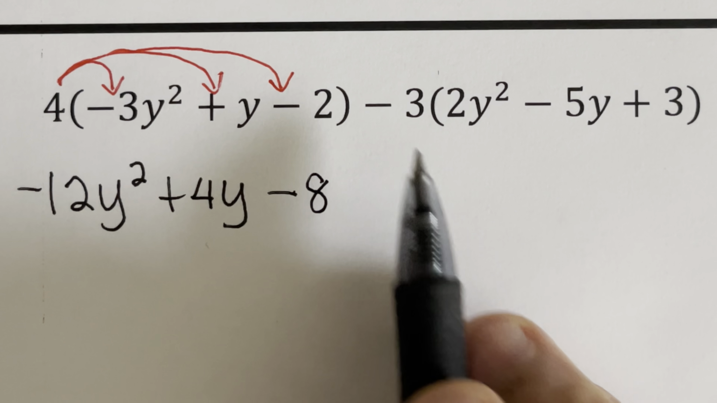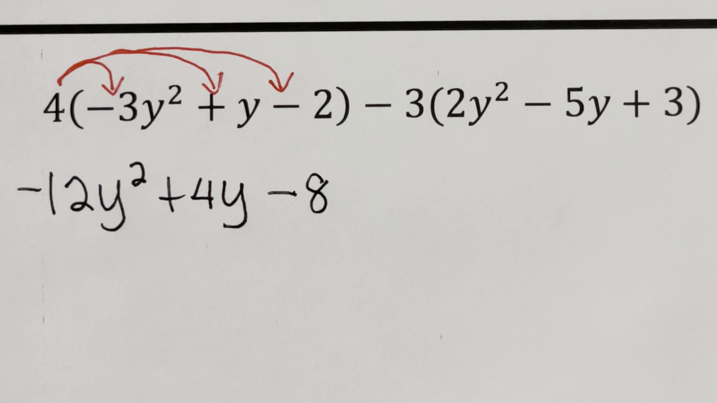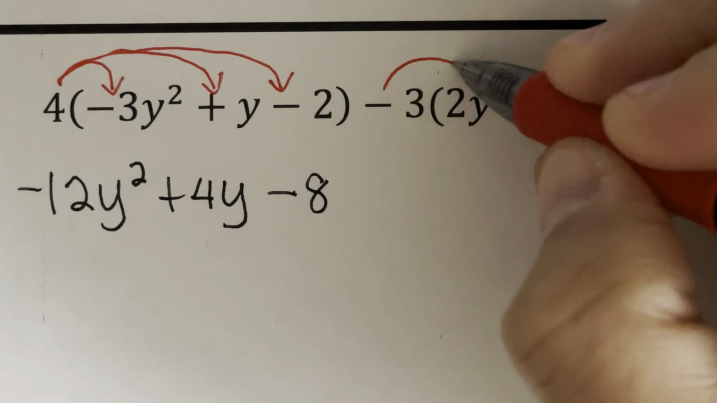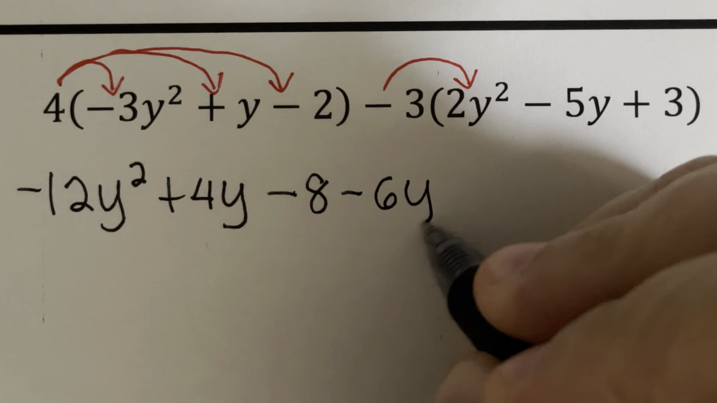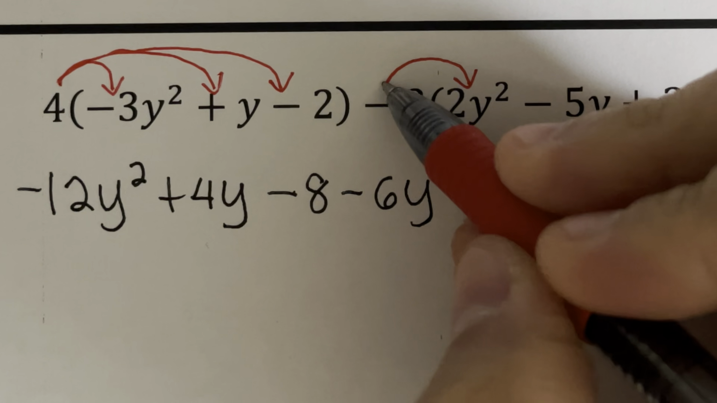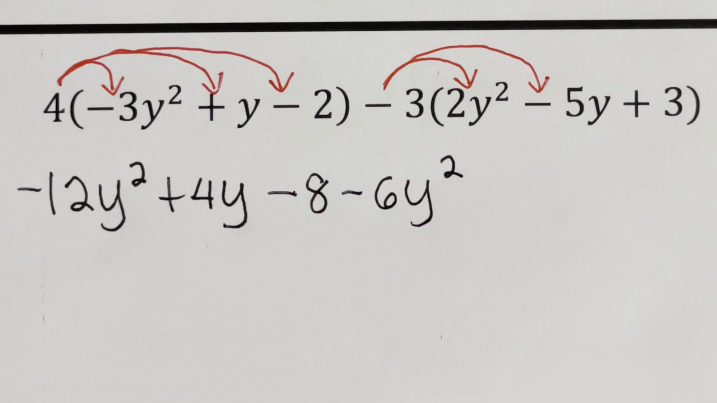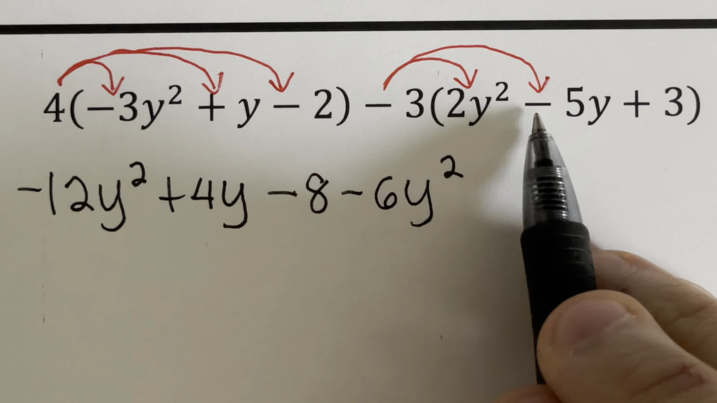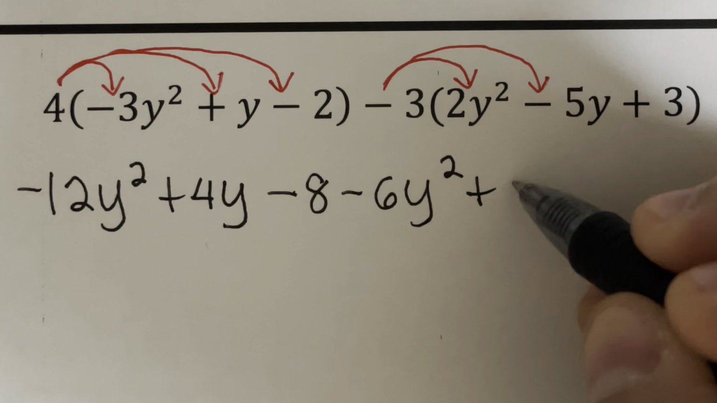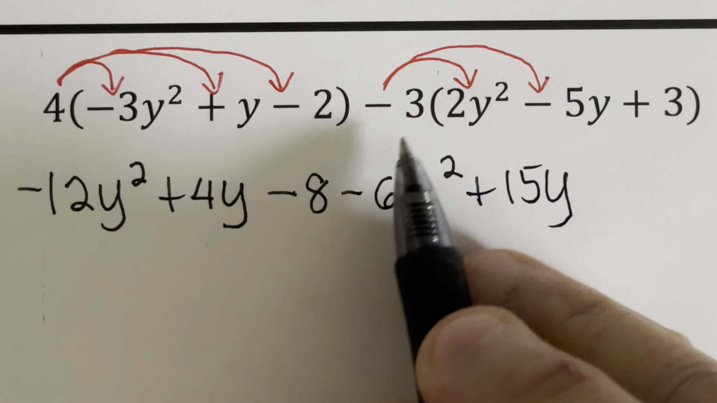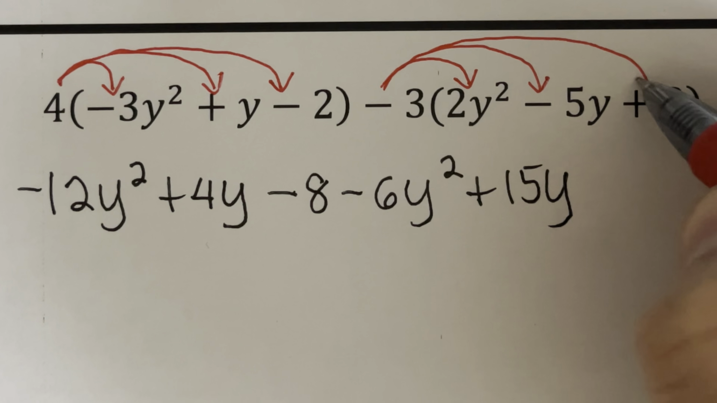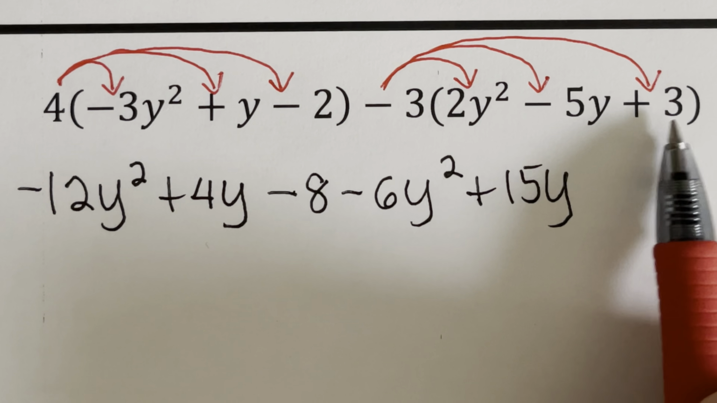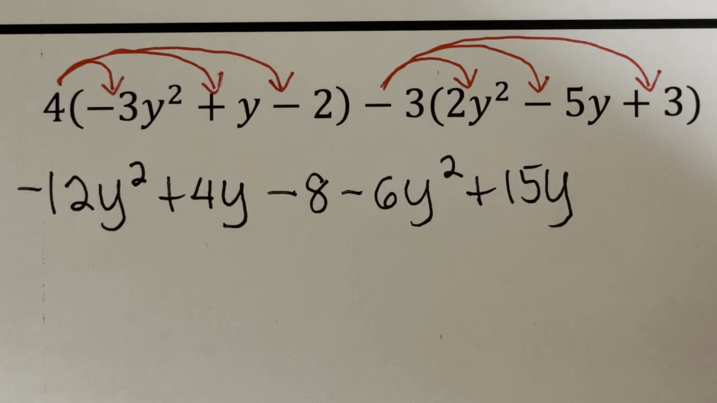And then we distribute the -3 to each of the terms inside the parentheses. So -3 times 2y squared is -6y squared. And then we have -3 times -5y would become a positive, because a negative and a negative becomes a positive. So that becomes a positive 15y, because we have a 3 times 5 is 15. And then we go ahead and distribute again the -3 to the positive 3. So -3 times positive 3 is a -9.